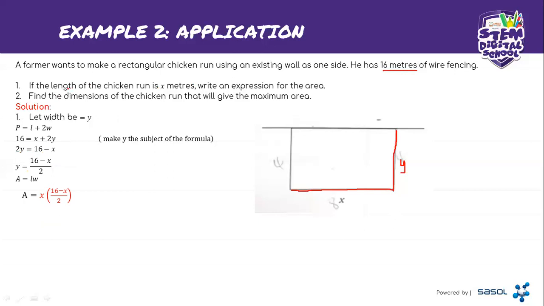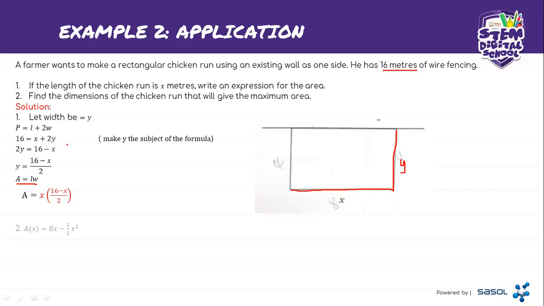Remember, the question was saying that if the length of the chicken run is x meters, write the expression for the area. Now, after you have just made y the subject of the formula, you write the formula for area, which is this one. Area equals to length times breadth, or width, right? Now, the length, we have x there, and the width, remember we have determined it in terms of x. In this case, we can see it is 16 minus x over 2. Then where I see width, I'm just going to substitute with 16 minus x over 2, right?